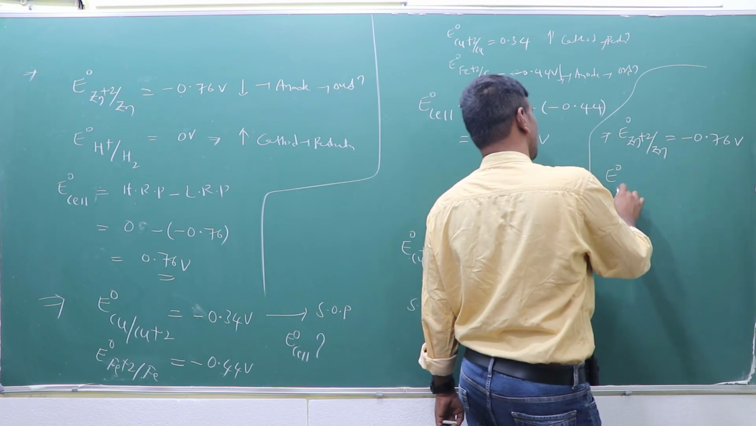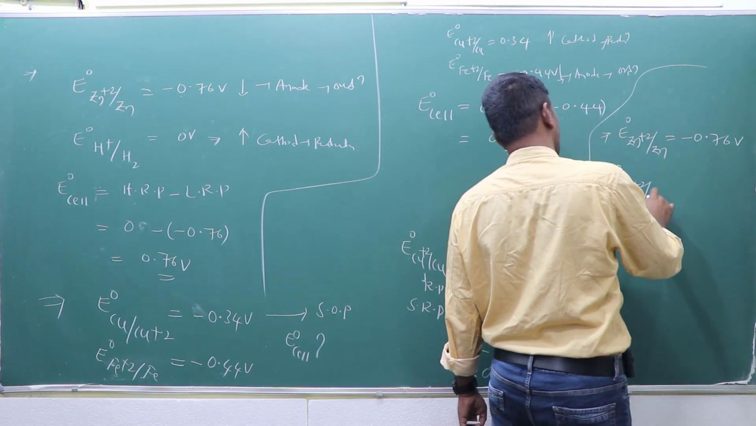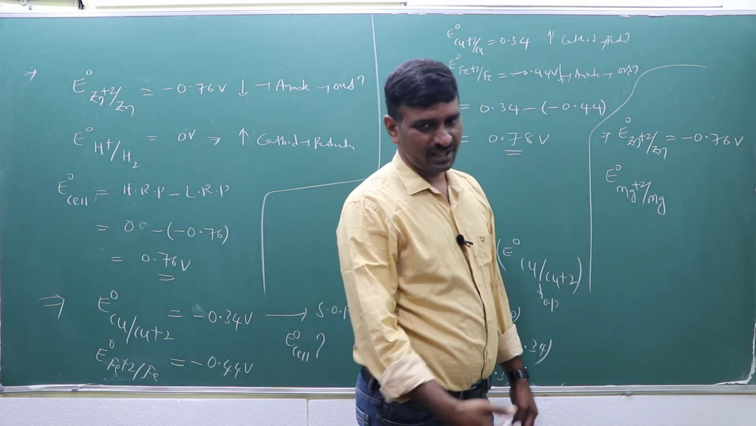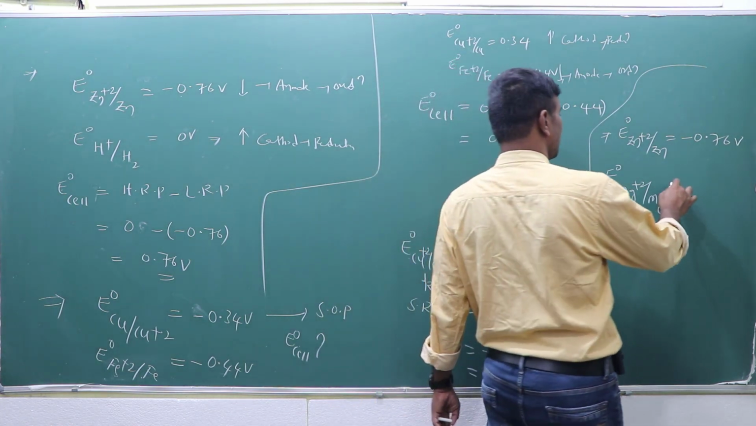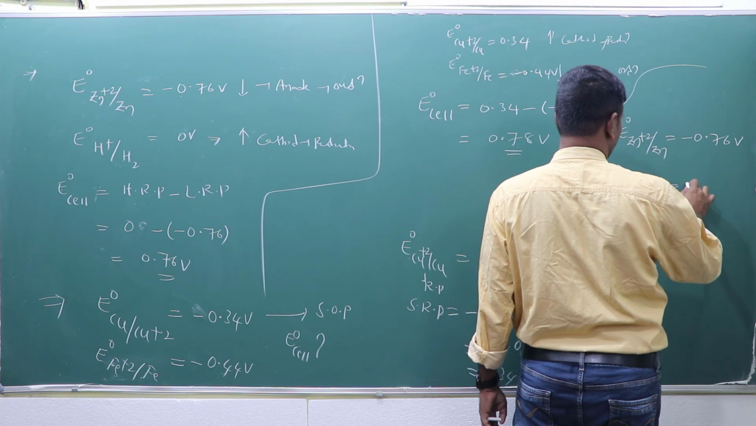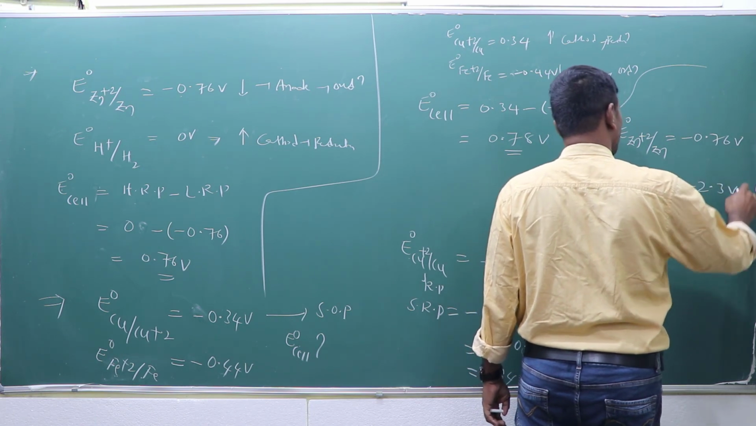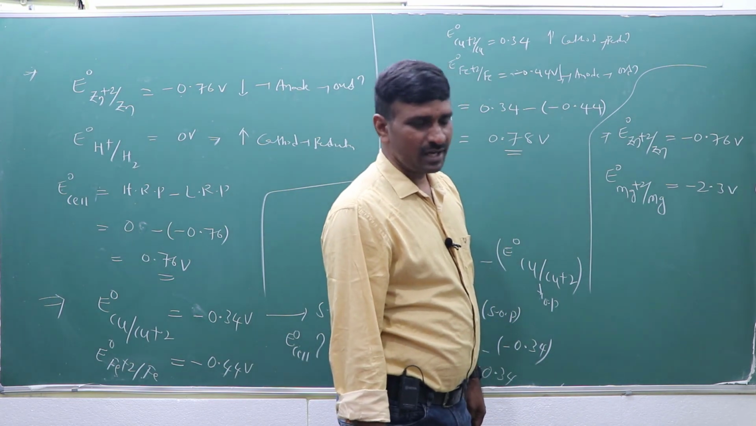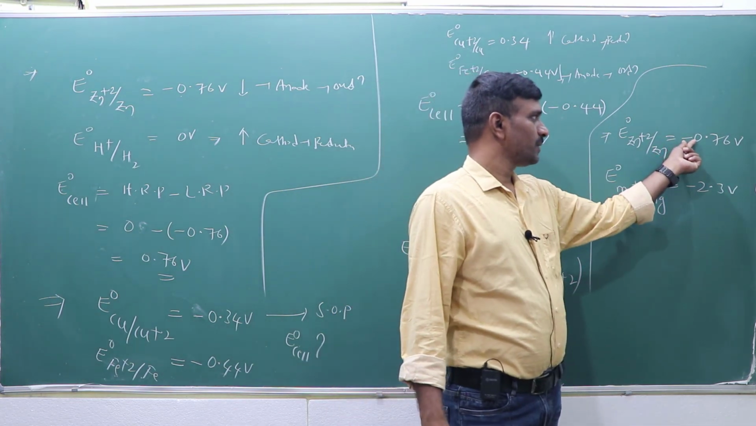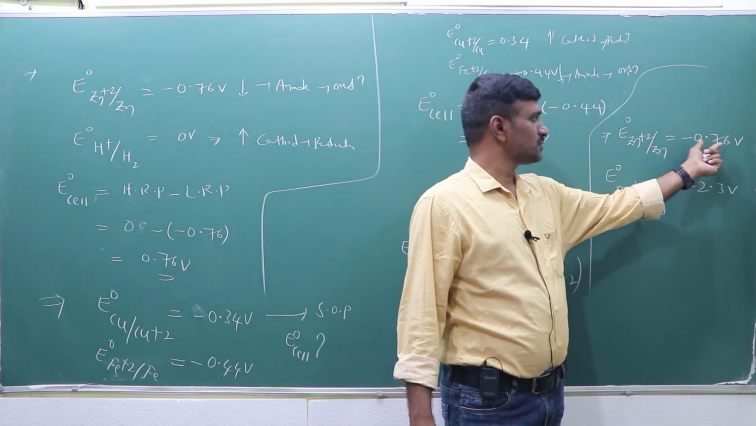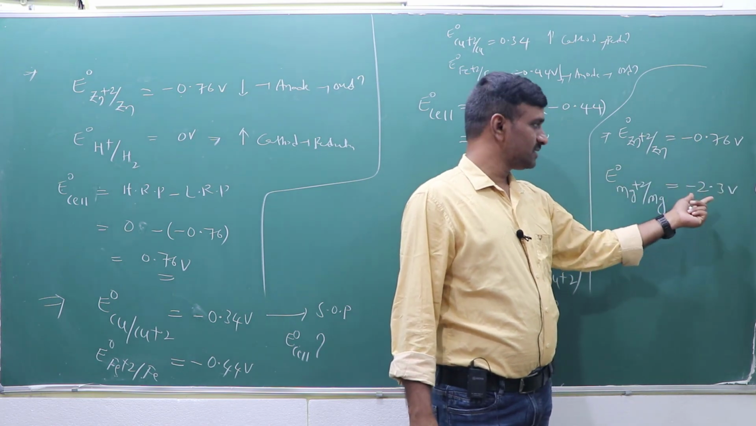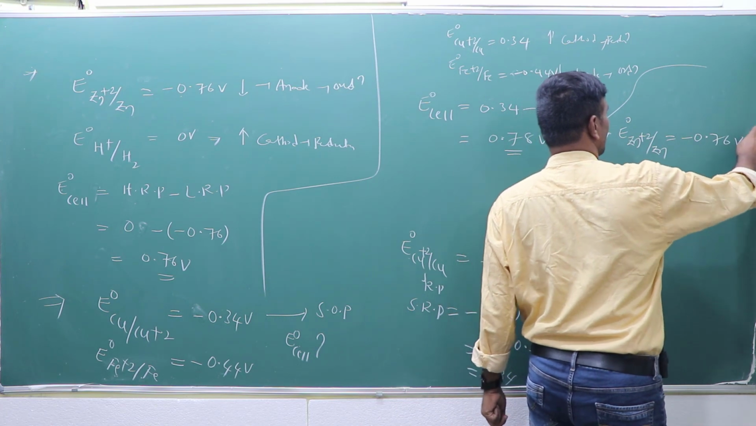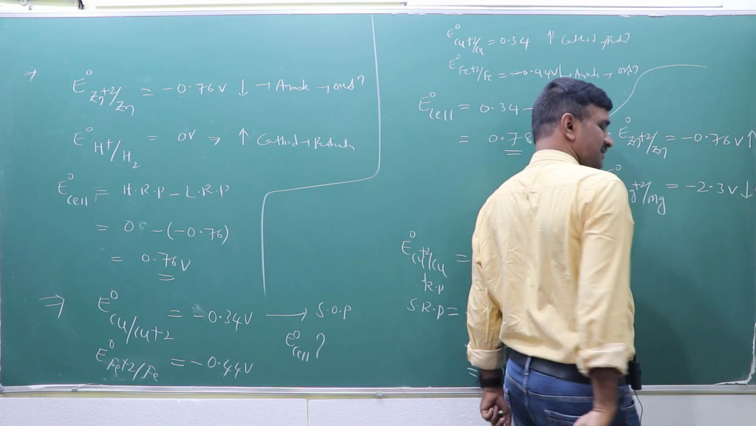And another one, Mg plus 2 to Mg, magnesium. This is also a reduction reaction. Magnesium plus 2 takes 2 electrons. Both are given as standard reduction potential values, with magnesium at minus 2.3 volts. Now which value is more? Of these two, minus 0.76 is more, since it is closer to 0 compared to this. This is the lesser value, this is the greater value. Right? So this is more and this is less.